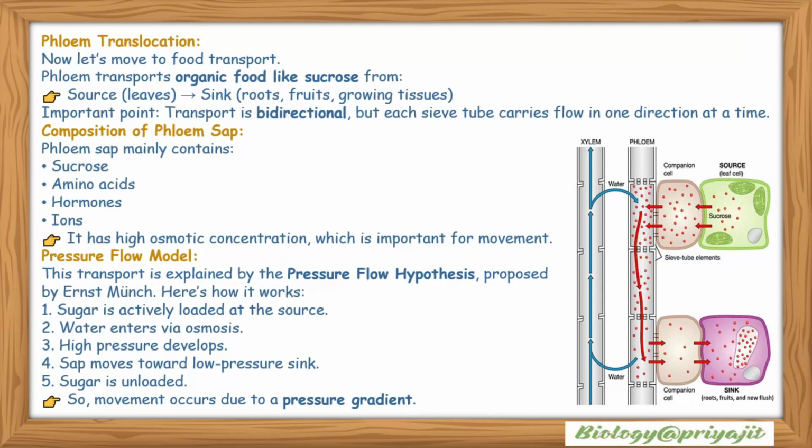So there is the pressure flow model. This transport is explained by the pressure flow hypothesis, which was proposed by Ernst Münch. Here is how this pressure flow model works. Sugar is actively loaded at the source. Water enters via osmosis, then high pressure develops and sap moves towards the low pressure sink, and then sugar is unloaded. So movement occurs due to pressure gradient.